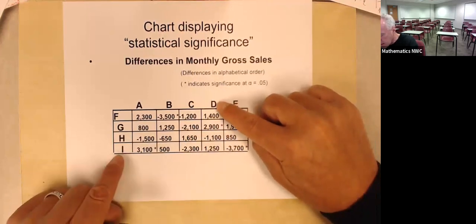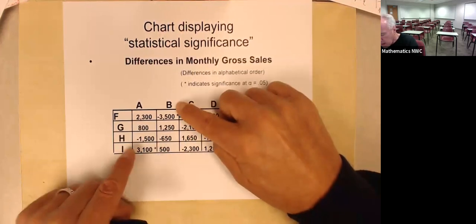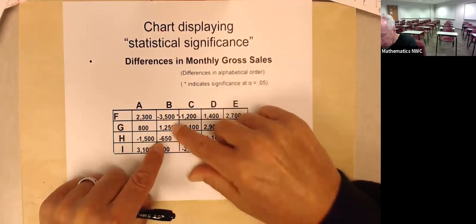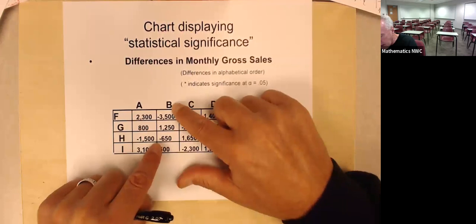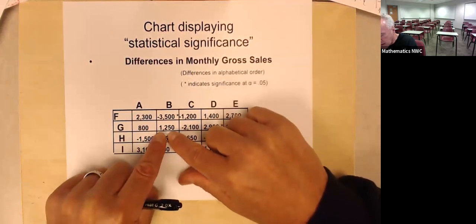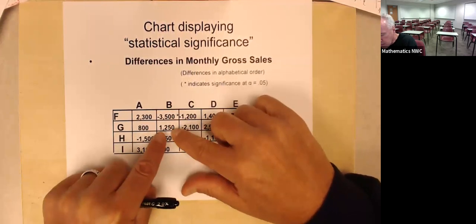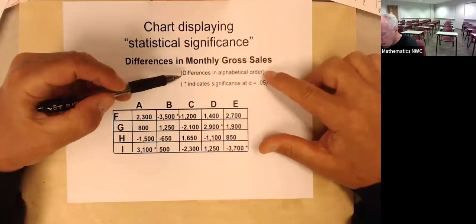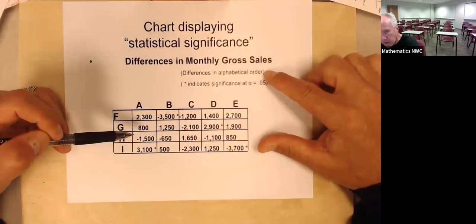Let's go D minus I would be this one. B minus H would be that one. Because that one's negative, B minus H, and it's negative, H had to be bigger. This one is positive. B minus G is positive, B has to be bigger. Does everybody understand what we mean by differences in alphabetical order?